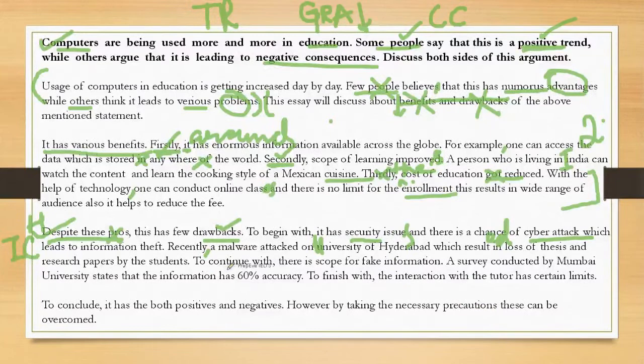Okay, to continue with, there is scope for fake information. So fake news, fake information, unreliable content. So there's a lot of unreliable content even related to IELTS. So never blindly believe any YouTube channel, any blog post, or any content that you come across on the internet. Everything is not trustworthy. You have to be sure that the source from where you're learning is actually reliable.